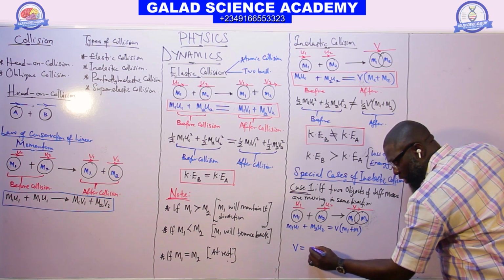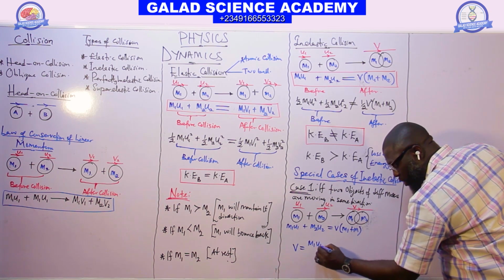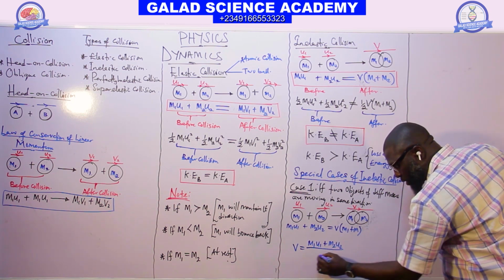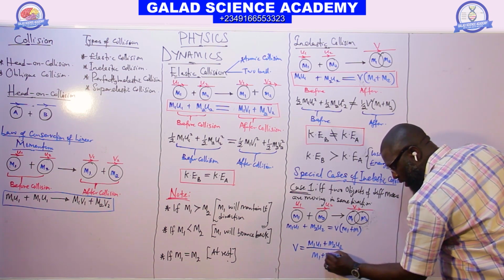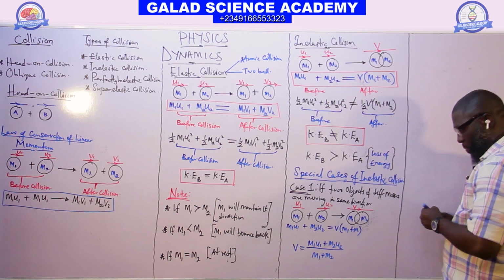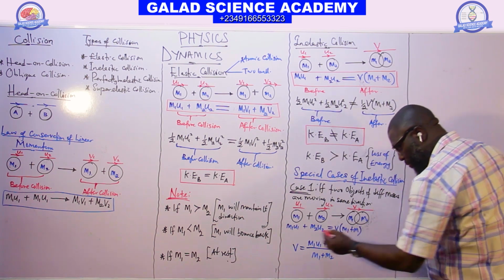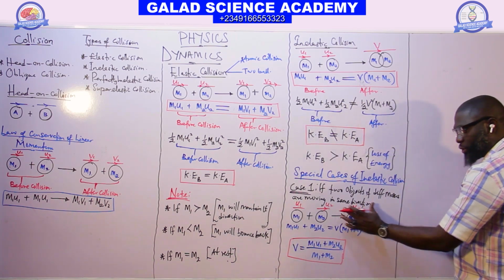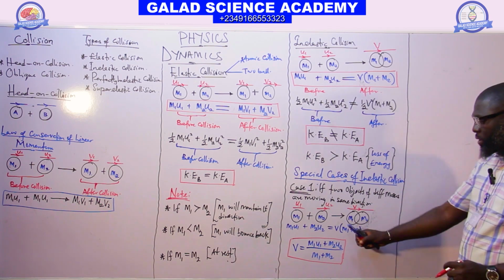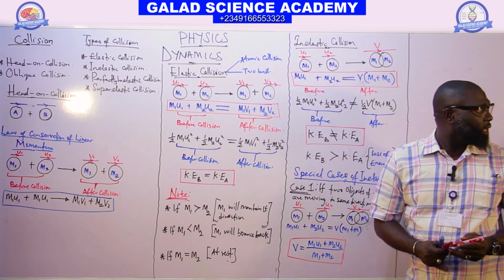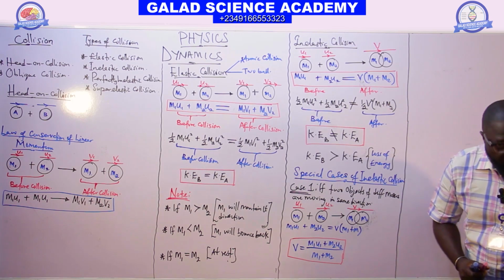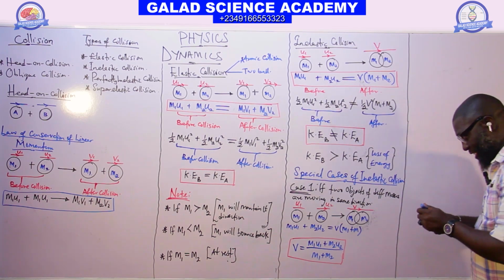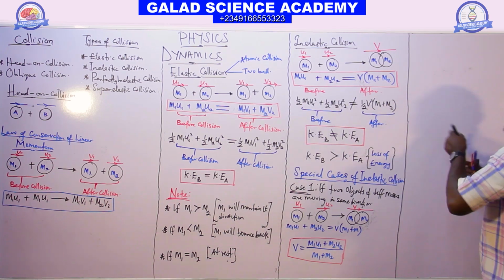From this formula, let us make v the subject. v, the common velocity, is equal to m1 u1 plus m2 u2 over m1 plus m2. This is the formula used to find the common velocity for bodies that move in the same direction.